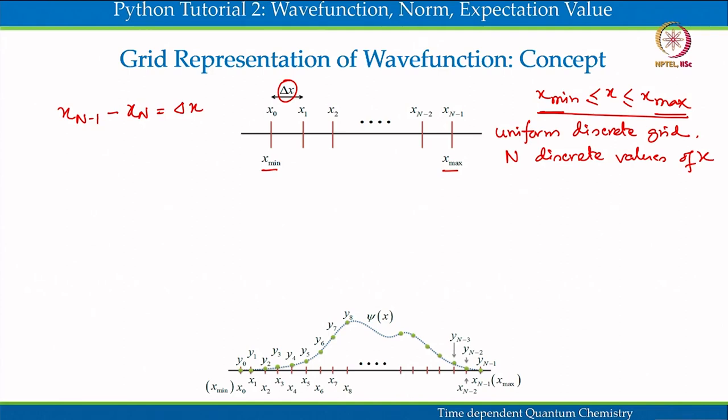And x n minus 1, this is the final grid point, which is the X maximum, that we can get by taking X naught plus delta X multiplied by n. Then I get the maximum value. X naught is the minimum value. So I will plug that in.